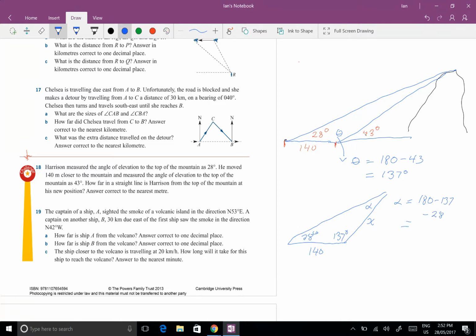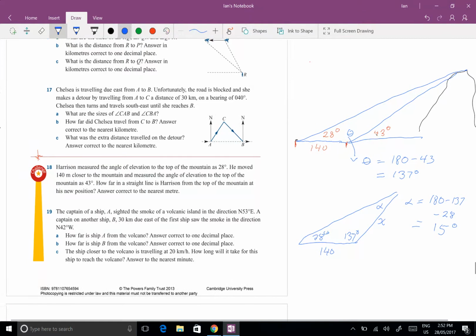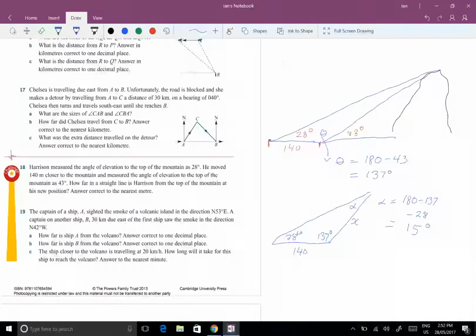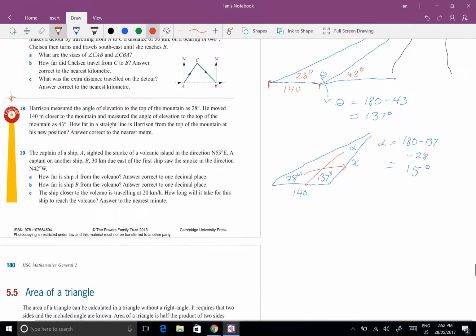I go to my calculator for this one because I don't want to make a mistake. And I get 180 minus 137 minus 28, and I get 15 degrees. Now, why did I need that angle? I needed that angle because I'm going to use the sine rule. I've got that angle and that side opposite, and that angle and that side opposite. So now let's use the sine rule and work this all out.